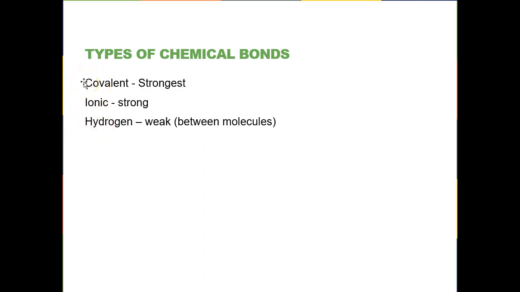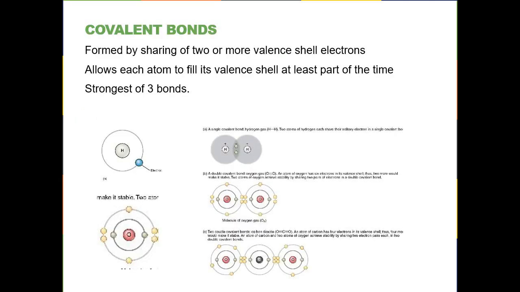Covalent bonds are very strong. Ionic bonds are relatively strong. And then hydrogen bonds are very, very weak, but still very, very important. So starting with covalent bonds, this is the type of bond that forms when two atoms decide to share their outer shell or valence shell electrons. The valence shell is the outer energy level shell.